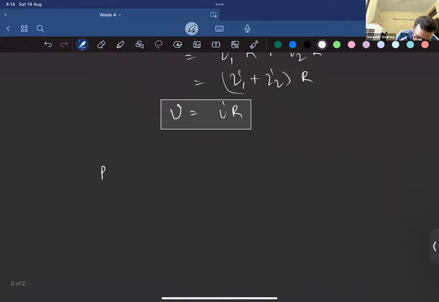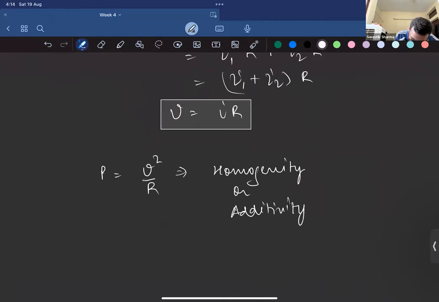What if we talk about power? Power is nothing but V squared by R. Since it's squared, does it follow the property of homogeneity? Can anyone tell me? If I multiply a constant K with voltage, will my power be scaled with the same amount of constant, or will it be a different value? It will be a different value, right? Hence, it doesn't follow homogeneity or additivity. Hence, any of these theorems will not be applied to the power in the circuit.